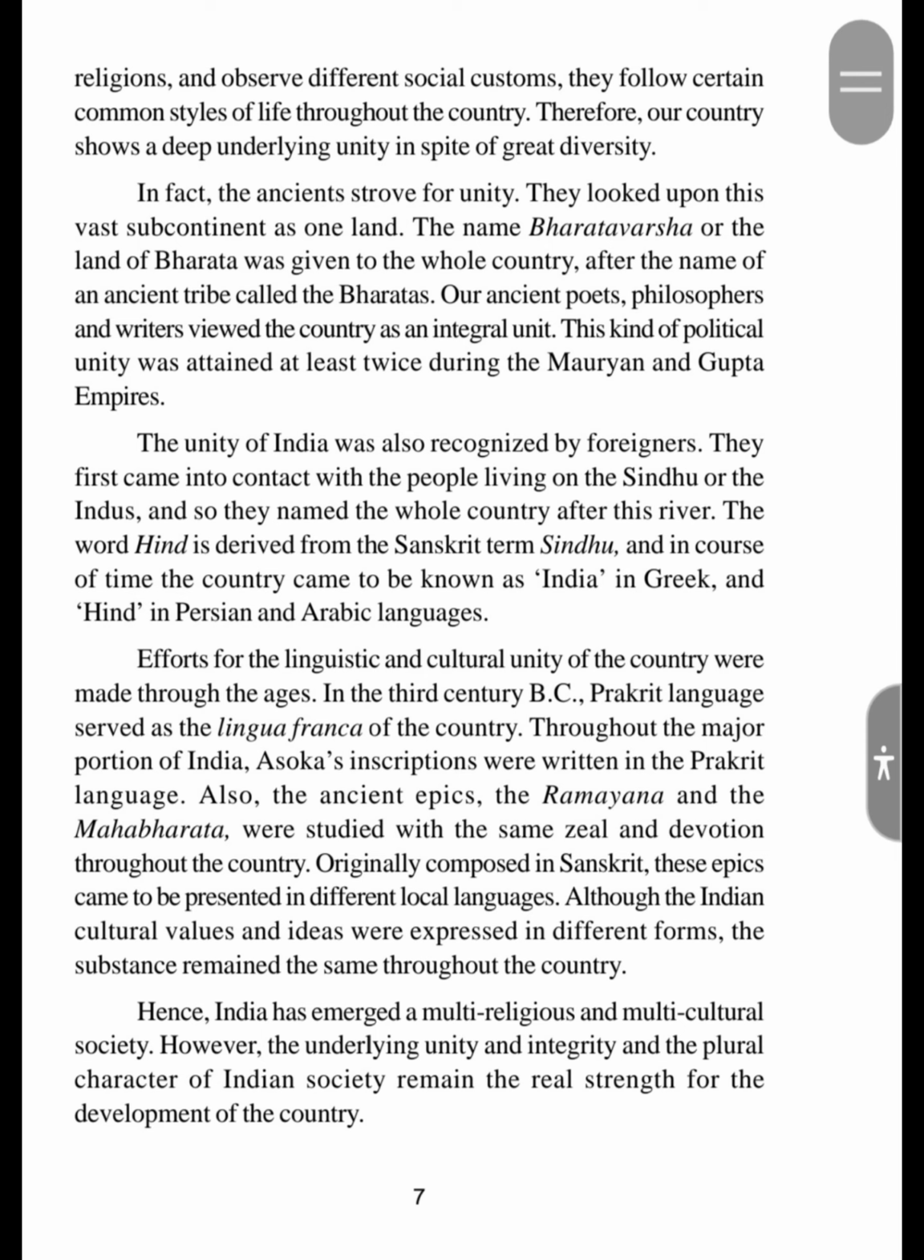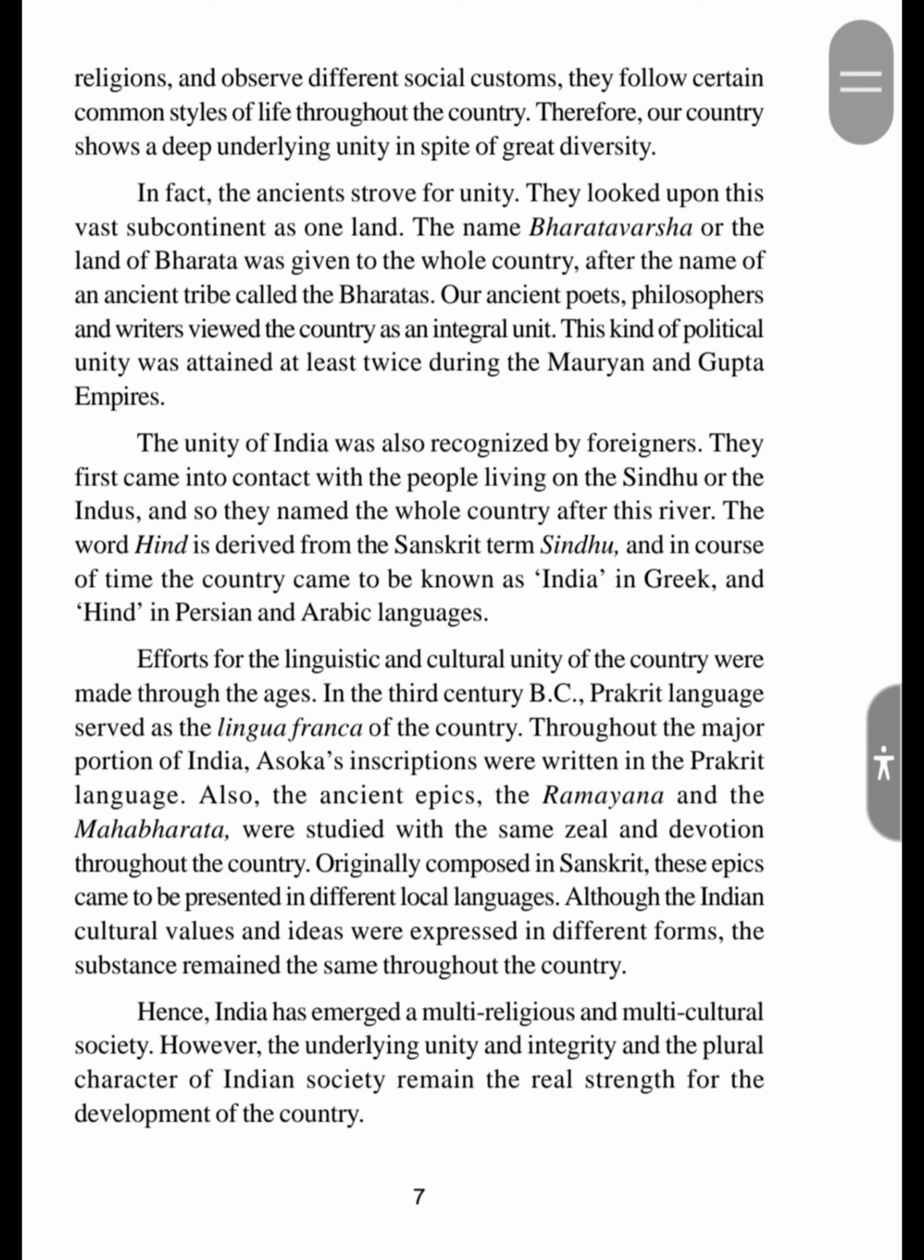Therefore, the country saw a deep underlying unity in spite of great diversity. In fact, the ancients strove for unity. They looked upon the vast subcontinent as one land. The name Bharatvarsha, or the land of Bharata, was given to the whole country after the name of an ancient tribe called the Bharatas. Our ancient poets, philosophers, and writers viewed the country as an integral unit.